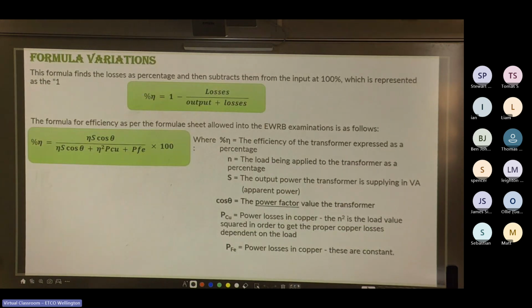Cool, hold on, so we go back there. So the formula is: the efficiency percentage is equivalent to the load percentage times the output power of the transformer times the power factor value of the transformer, divided by that same value plus the load squared times the copper losses plus the iron losses, times 100.